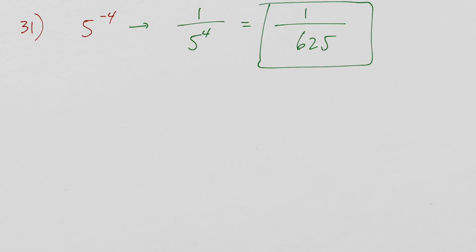Okay, 5 to the -4th is the same thing as 1 over 5 to the 4th, which is 1 over 5 times 5 times 5 times 5, which is 625. Okay, 8 to the -1 is simply 1 over 8 to the 1 power, so that's just 1 over 8.